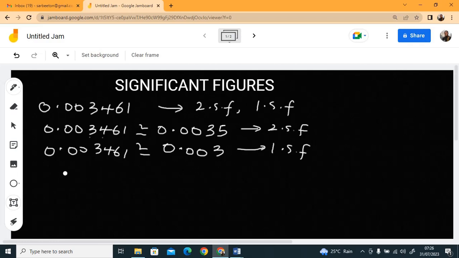Now let's look at what if there's no decimal point here. Let's assume someone gives you 48245, and they ask you to make it 1 significant figure and 2 significant figure. Now indeed this is a whole number, there's no decimal point here.